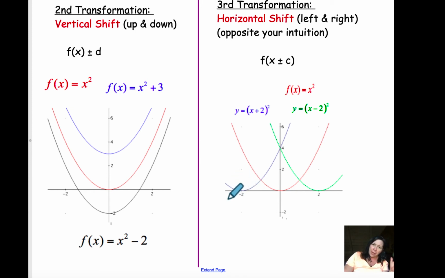Okay, this is your x. This is this one right here. And then your minus 2 is this one, because that's going to shift to the right. And so that's that light green one.